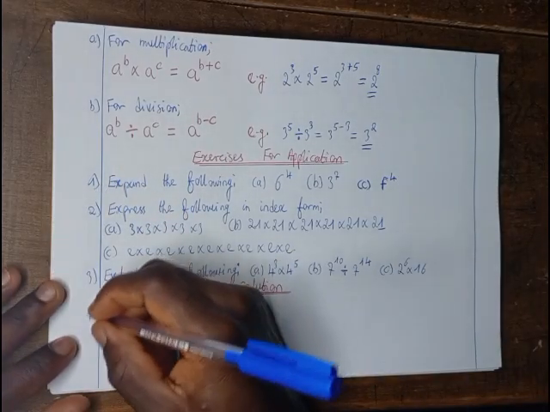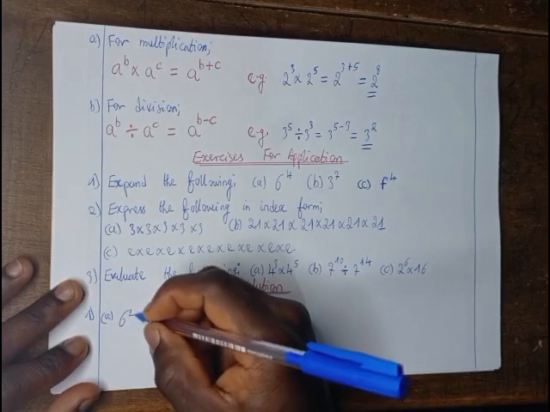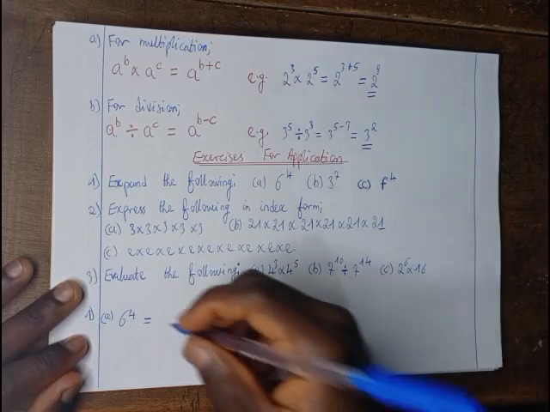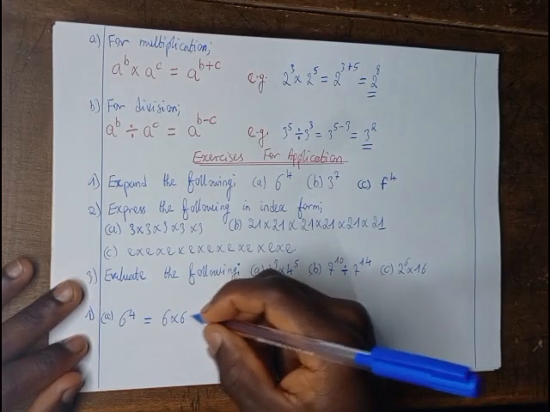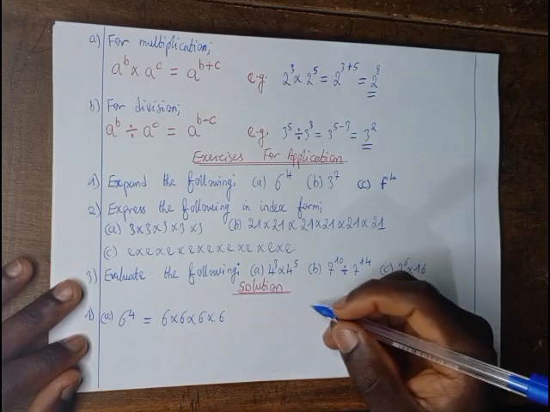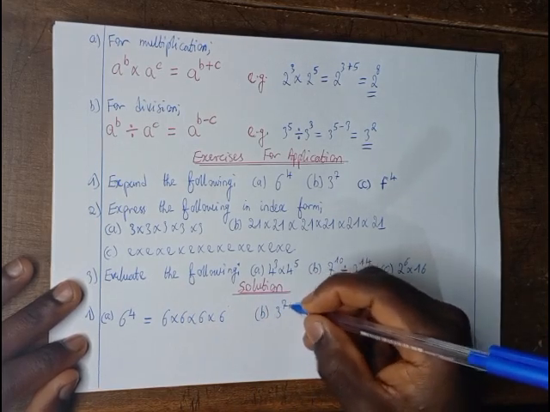For question 1, it says expand the following. You have 6 to the power 4. It simply means we are going to multiply the number 6 by itself 4 times. This will give us 6 times 6 times 6 times 6. We count 1, 2, 3, 4. We are done. For question B, we have 3 raised to the power 7.